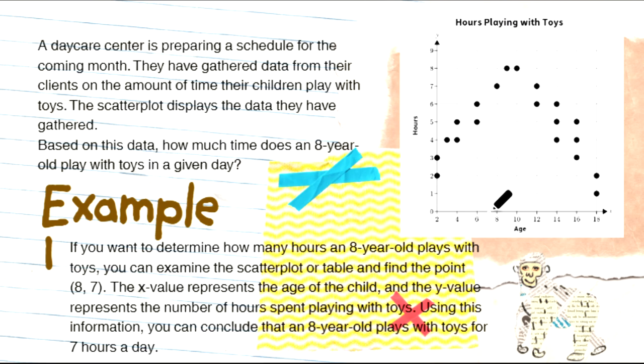So we come here to age 8, which is going to be right here, okay? And we're going to follow it up to see how many hours an 8-year-old plays with toys, and it's going to be somewhere in here. If we drew our parabolic line, okay, it's going to be somewhere right here. So the X value represents the age of the child, and the Y value represents the number of hours spent playing with toys. Using this information, you can conclude that an 8-year-old plays with toys. They're saying for 7 hours a day. Oh, this is 8. I'm sorry, I can't read.